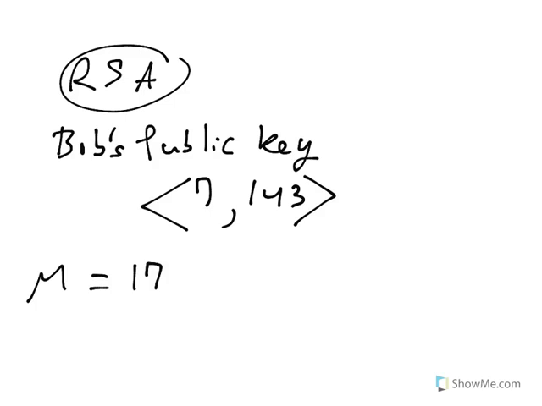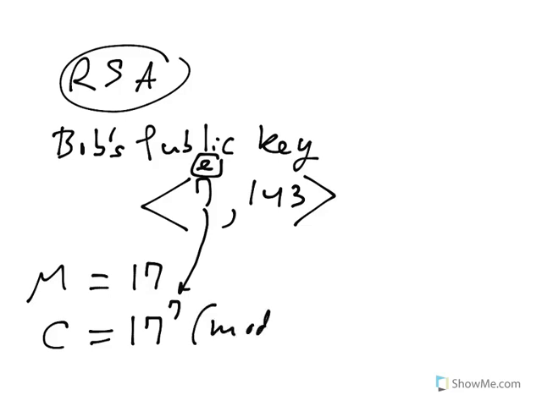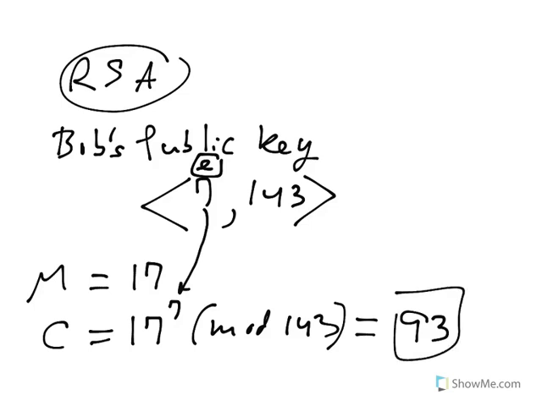But instead of sending the number 17, I take the message, the 17, and raise it to the power E, known as the encryption exponent. I raise it to the 7th power, which is a large number. Then I divide it by 143, and I send the remainder, which is 93. There are programs for raising numbers to large powers and modding by some large number. But 93 becomes the message that gets sent.